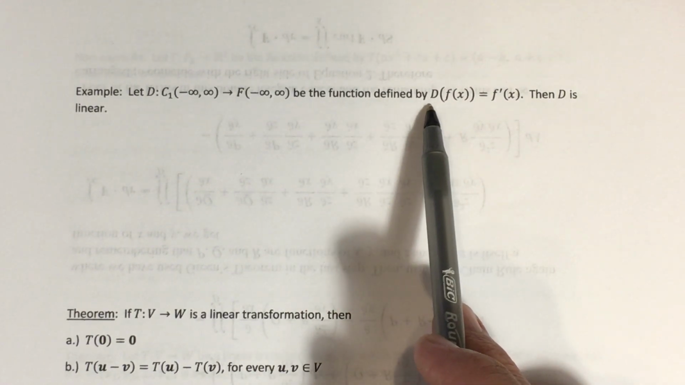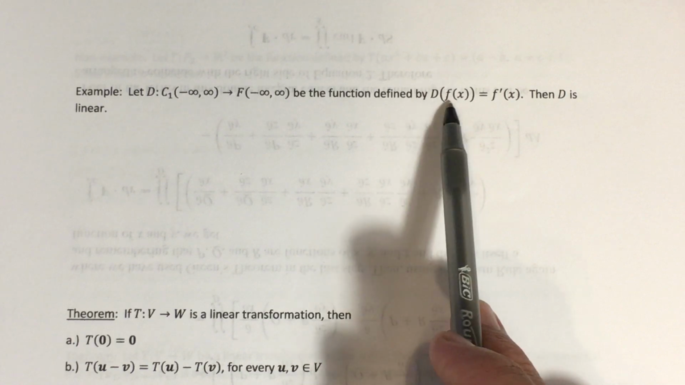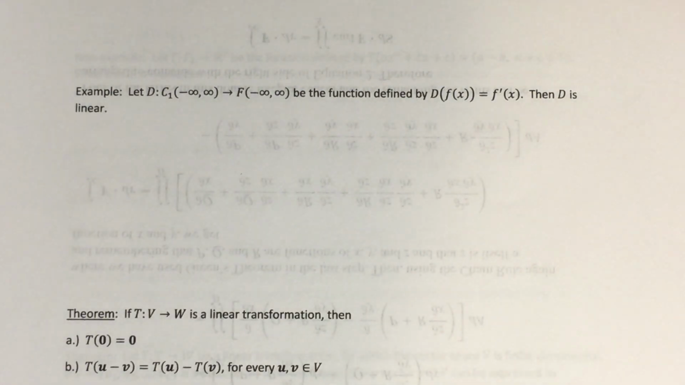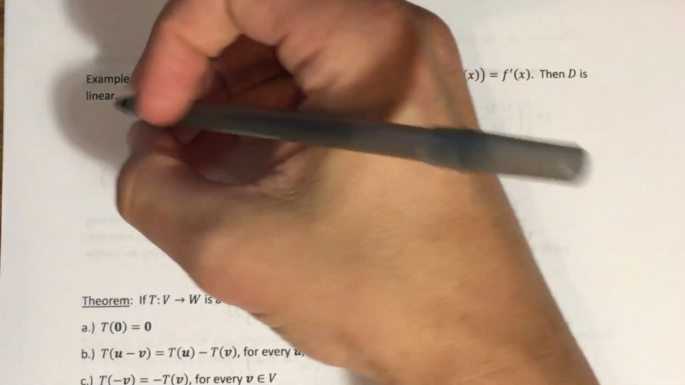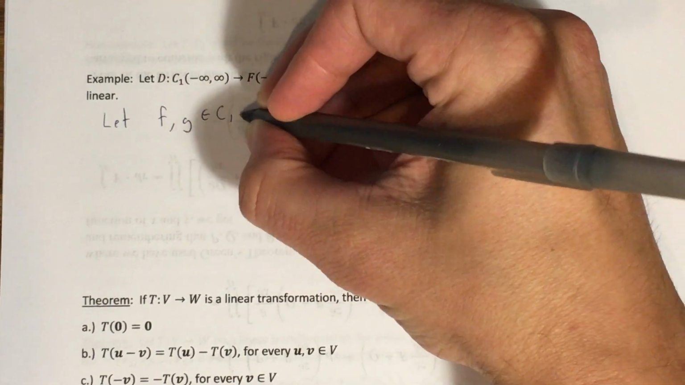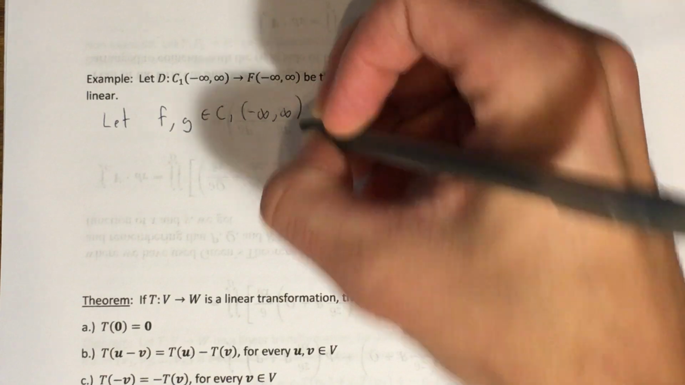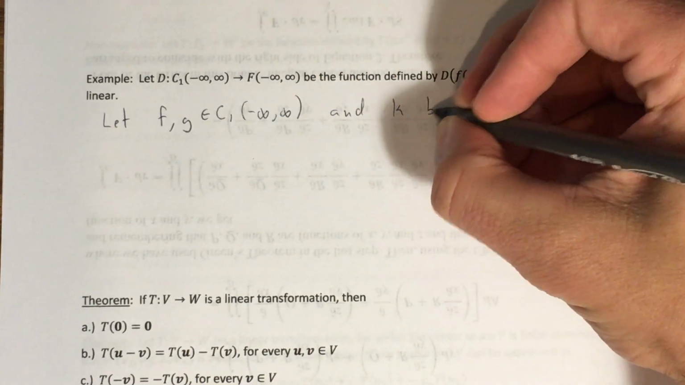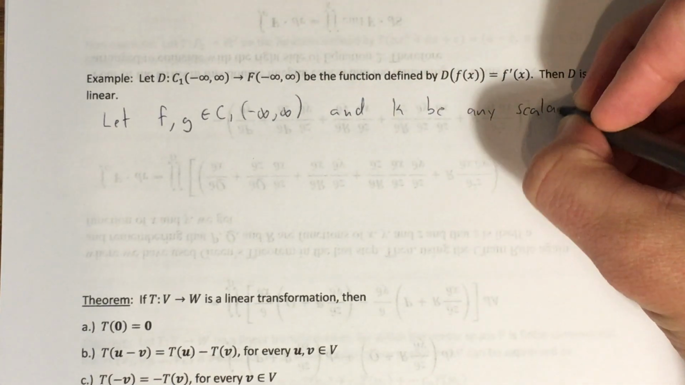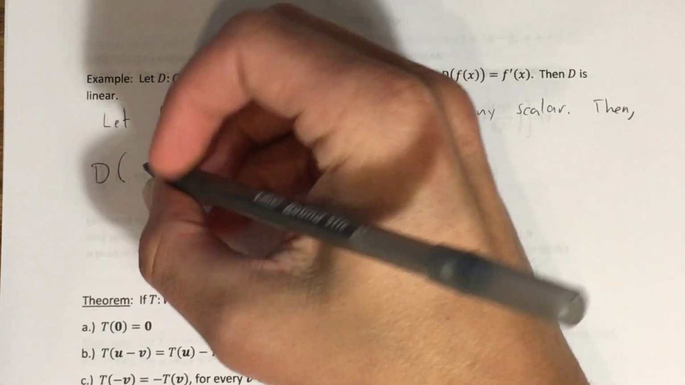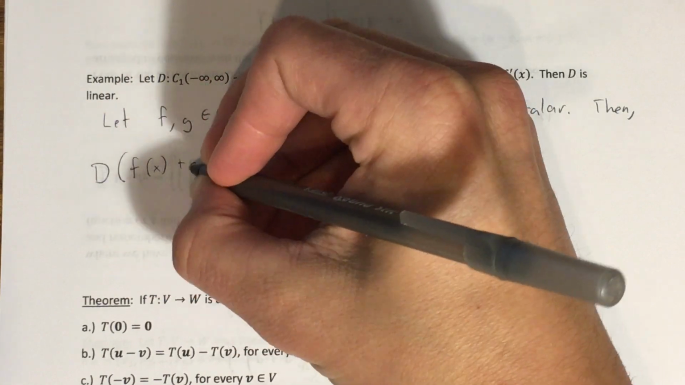So the linear transformation D takes functions that are continuously differentiable, f of x, and maps them to their derivative. Okay, D then will be a linear transformation in this case. So to show this, let f and g be vectors in C1 from negative infinity to infinity. So that means these are continuously differentiable functions. And k is going to be any scalar. Okay, then remember what we want to show is additivity and homogeneity.